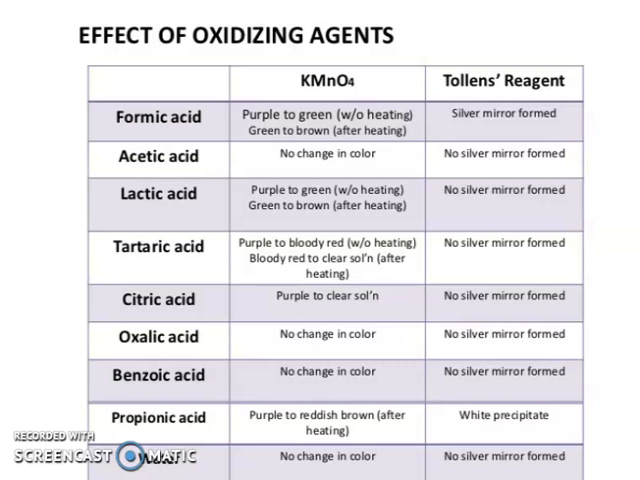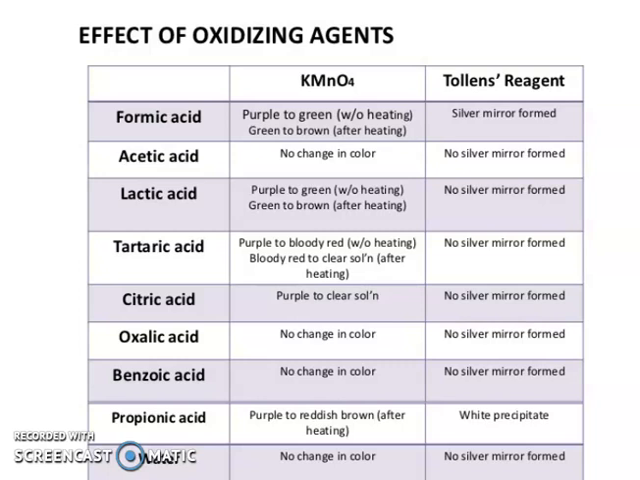Propionic acid purple to bloody red without heating, bloody red to clear solution after heating, no silver mirror formed. Citric acid purple to clear solution, no silver mirror formed. Tollen reagent. Oxalic acid no change in color and no silver mirror. Benzoic acid no change in color, no silver mirror formed. Propionic acid purple to reddish brown after heating, and Tollen reagent no silver mirror formed.